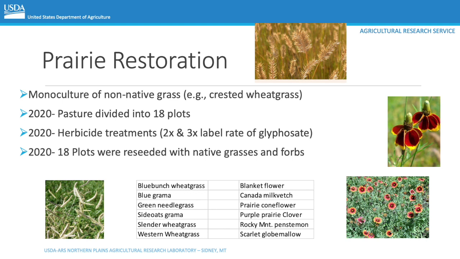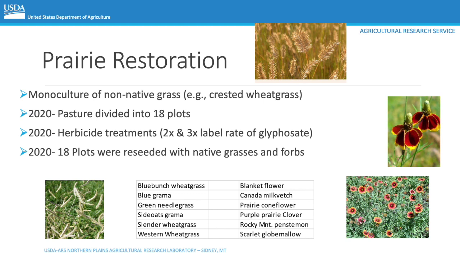And so the first project that I'll quickly go over, and I'm not going to give you a lot of details on this, we'll just call this a prairie restoration project. This was done near Sidney, Montana. We had a rancher who was interested in getting rid of non-native crested wheatgrass, and he had pastures that were basically a monoculture of it.